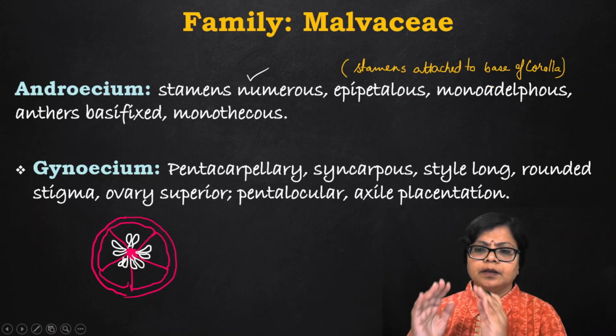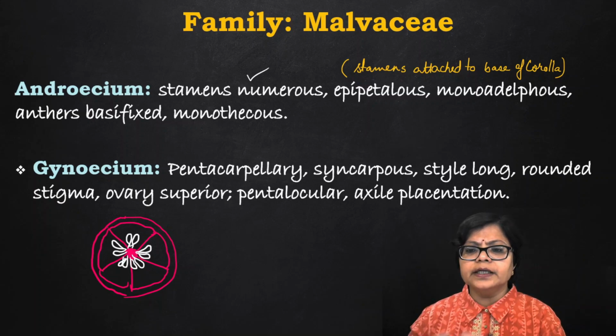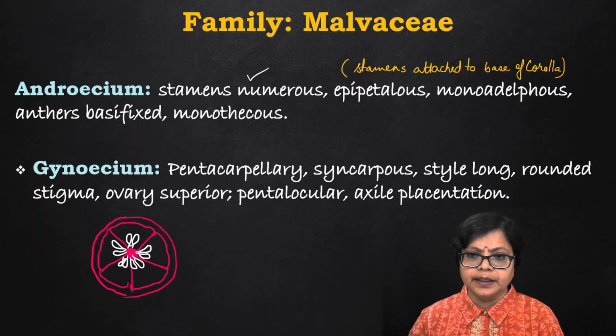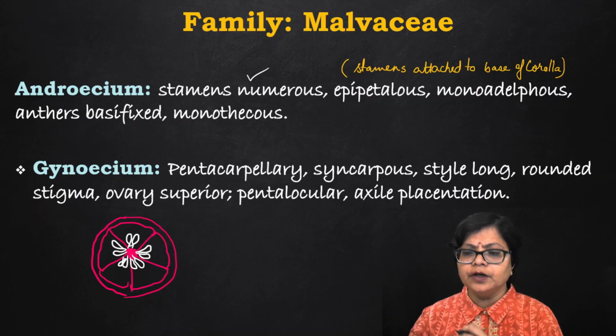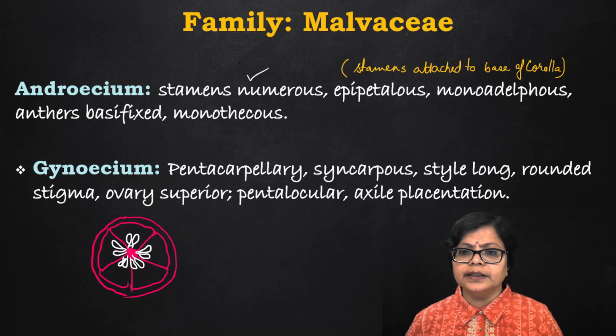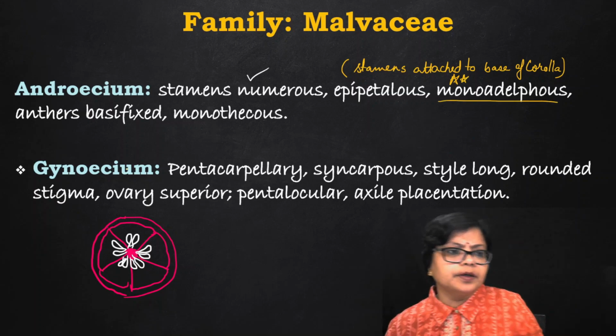Monadelphous means the filaments joined to form one single bunch or bundle. In this case, the basal part of the filaments are joined to form one bundle. That's why it is called monadelphous stamen. This is a very important point to be remembered.